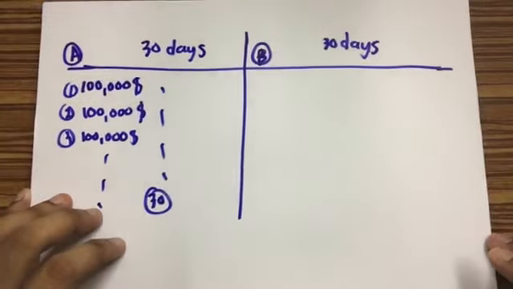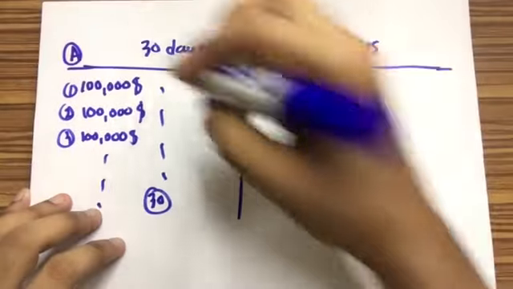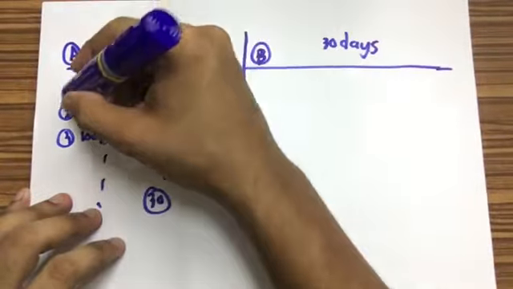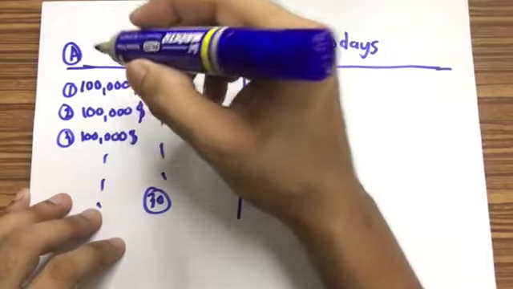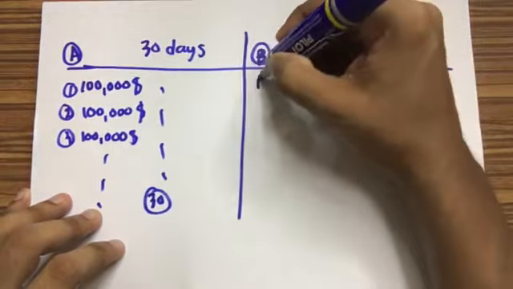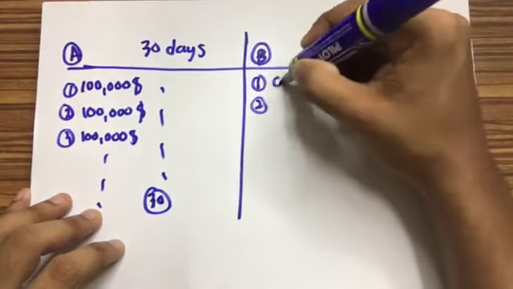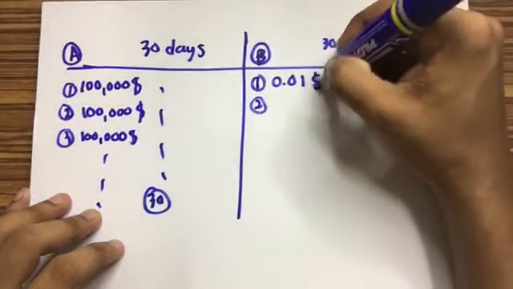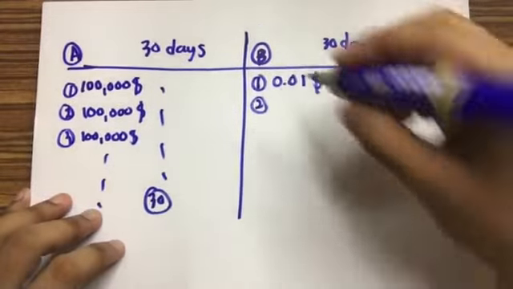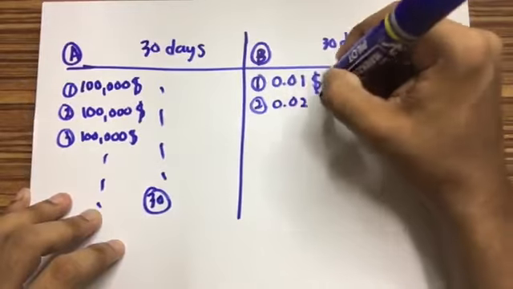So there are two options. Tell me which one you are going to select. Option number 1, $100,000 per day for 30 days. Option number 2, first day you get $0.01. Not $1, okay? $0.01. Second day $0.02.